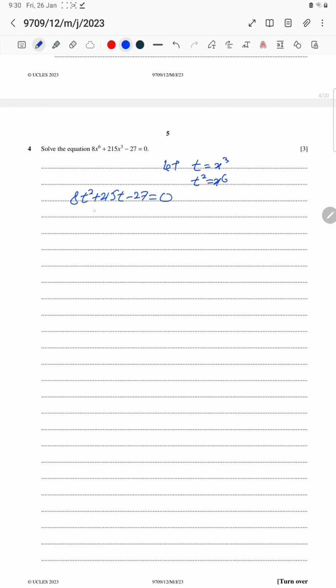Now you can use the quadratic formula or the middle term break rule to justify your answer. We get t is equal to 1 by 8 and t equal to minus 27, once you solve this with the help of a calculator or by the middle term break rule. Now it is not the end over here. We need to resubstitute the value of t from here one by one.